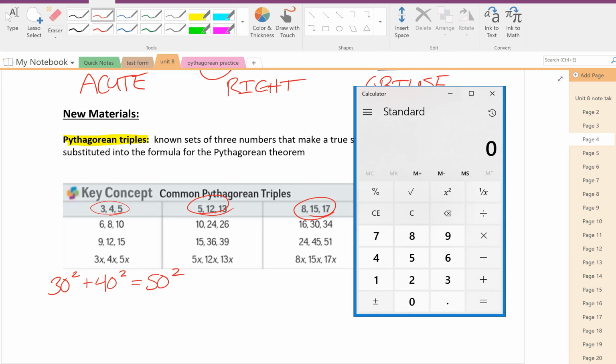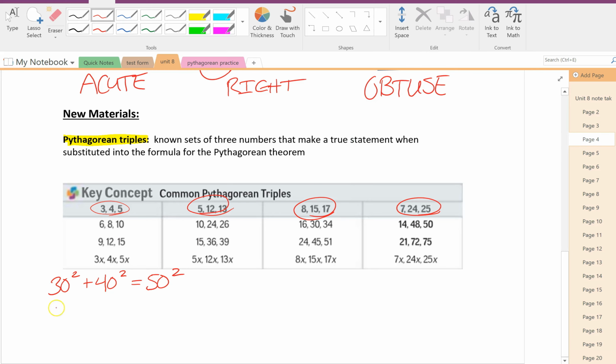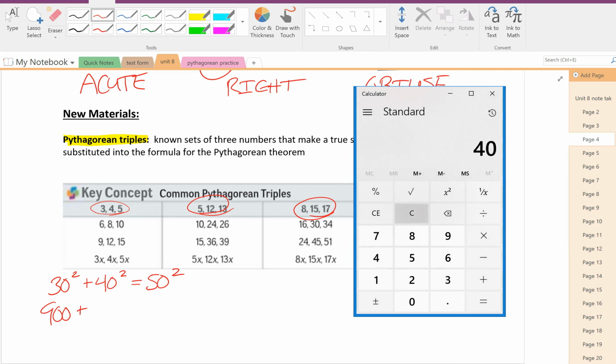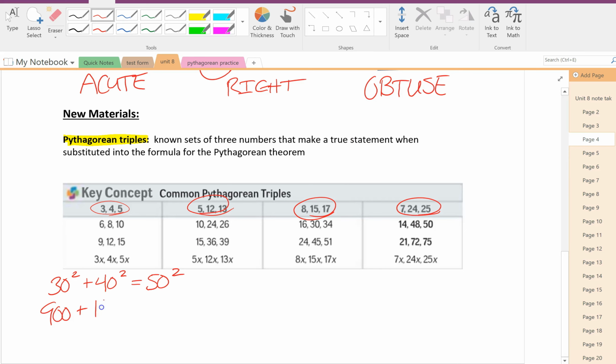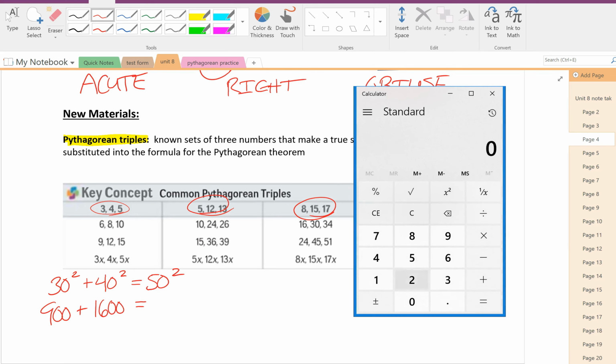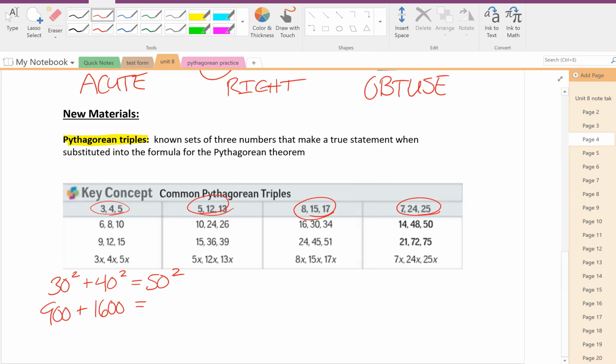Let's test it. 30 squared is 900. 40 squared, 1600. And 50 squared is 2500. Does 900 plus 1600 equal 2500? It does. Again, you could multiply these three numbers in the top gray row by anything. As long as you multiply all three of them by the same number, you'll get another Pythagorean triple.